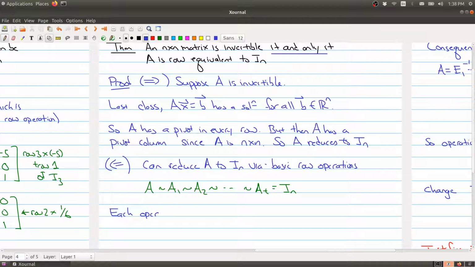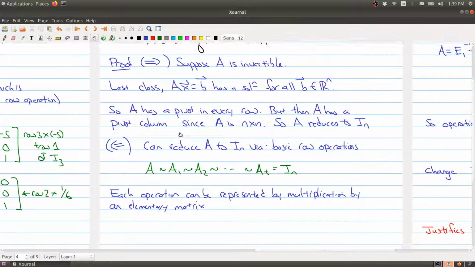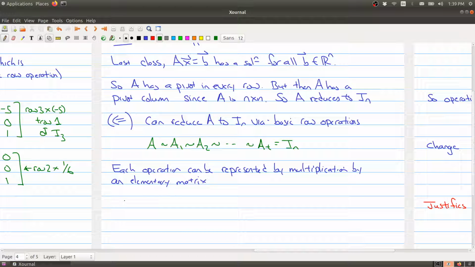Each operation can be represented by multiplication by an elementary matrix. That follows from what we were discussing earlier in today's lecture. So we can keep track explicitly of what's happening here. A1 has to come from multiplying the matrix A by an elementary matrix. A2 comes from taking A1 and multiplying it by some elementary matrix. We keep track of this all the way down. AT is equal to taking the previous matrix, AT minus 1, and multiplying it by some elementary matrix. And remember that this is going to be equal to the identity at the end.